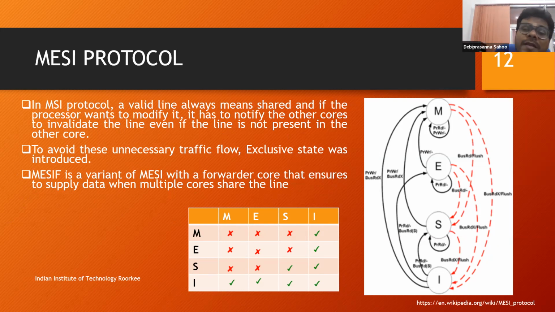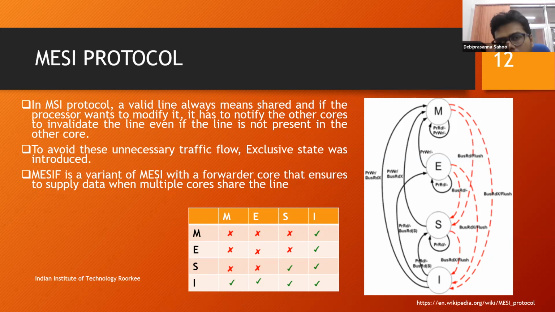And now who will be chosen as forwarder for the next transaction? The one who received the data last will be chosen as the forwarder core in a bus-based, Snoopy-based coherency protocol. In a network protocol, it may not be true. There are more optimizations to it. I will not go into that directory-based protocol.